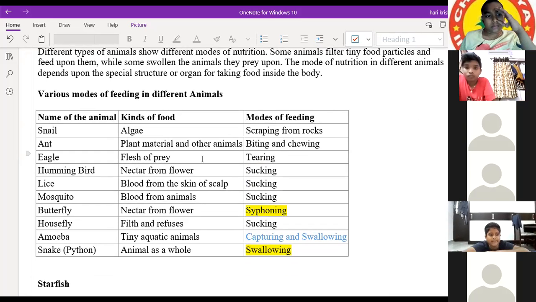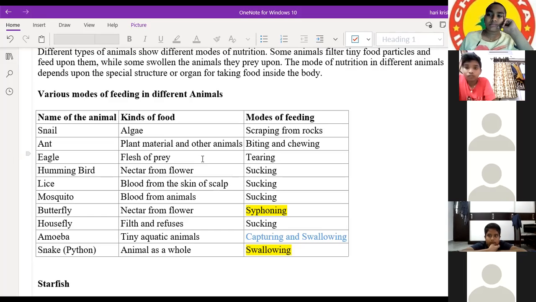Sir, siphoning means the process of sucking only, right? Sucking is a different thing also. So mosquitoes or the leaves or the hummingbird do the sucking process. Siphoning is somewhat different from sucking. Okay, so sucking, capturing and swallowing. These are the different modes of feeding for the different animals, and this tabular column is also very important.